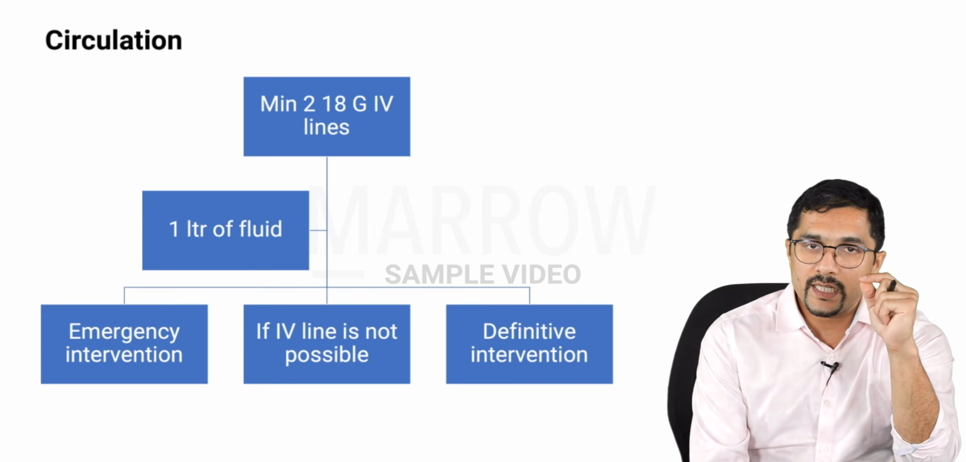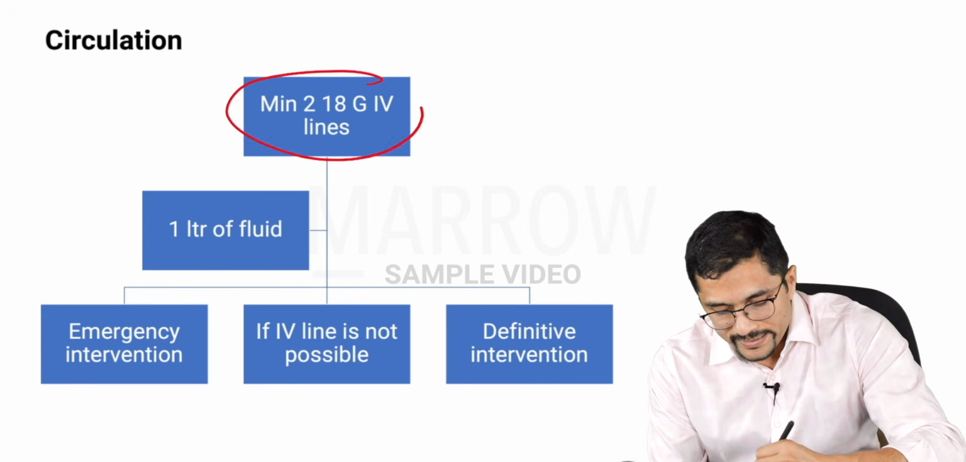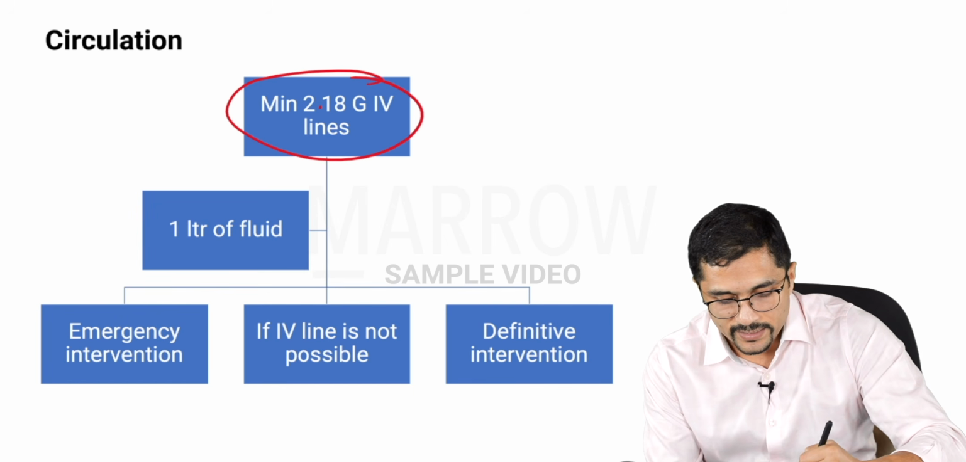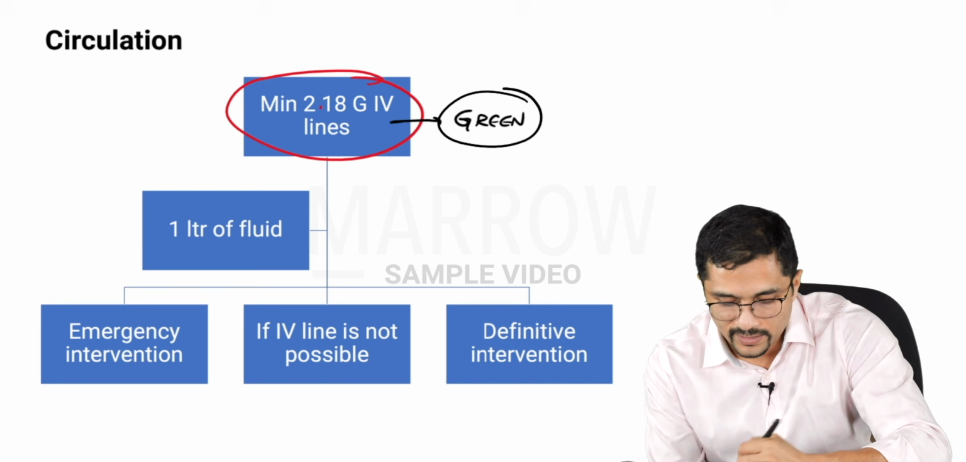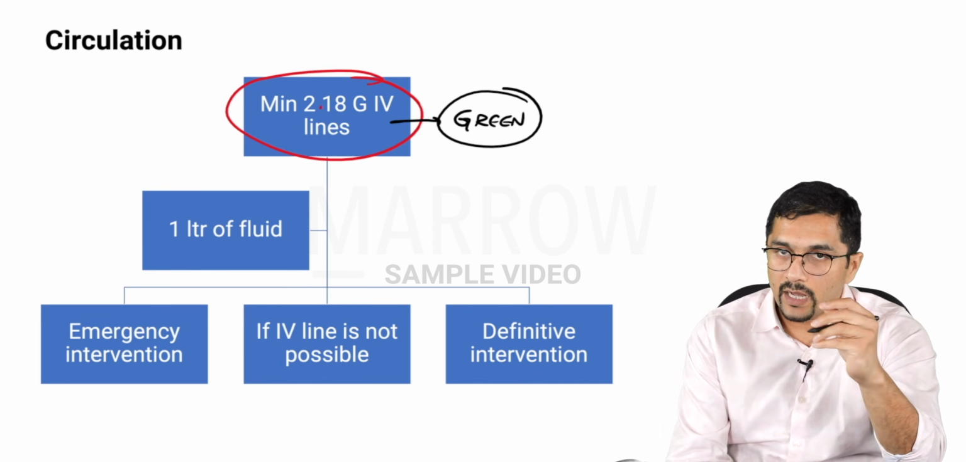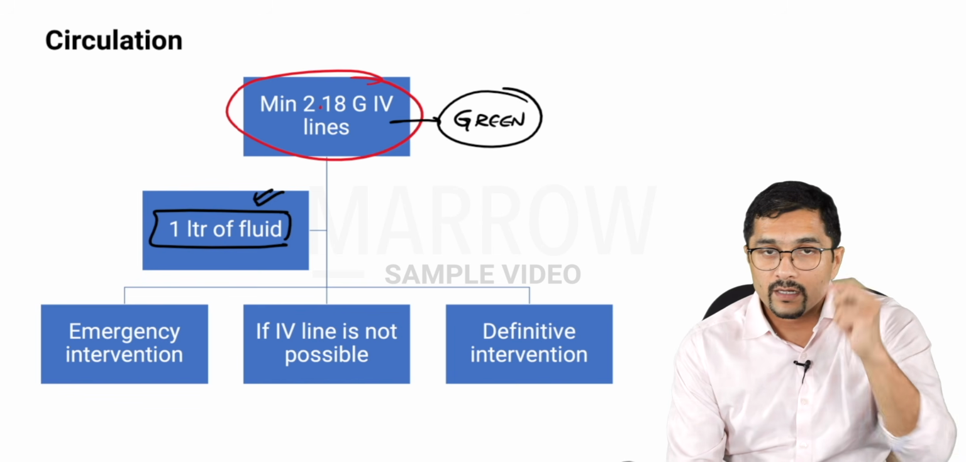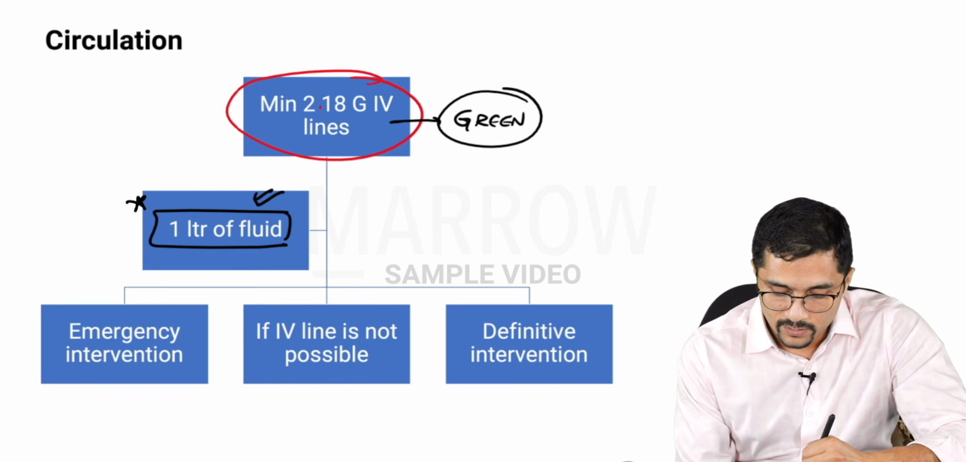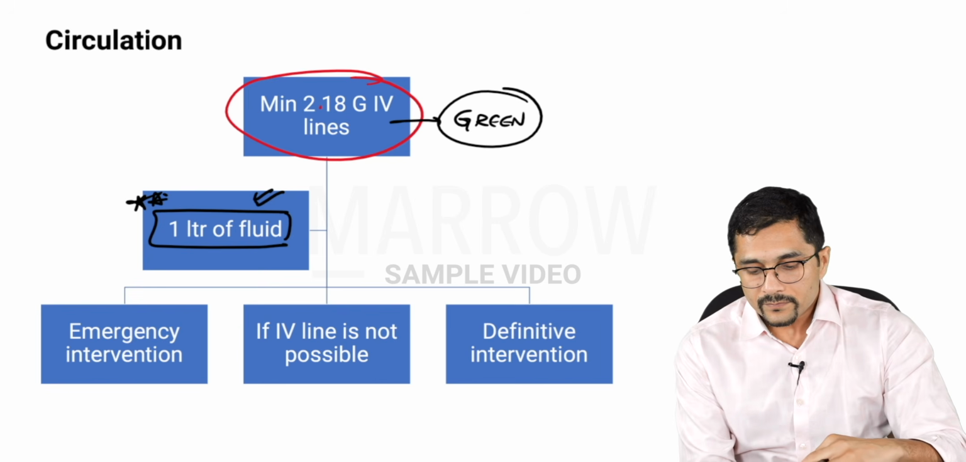Moving on to circulation. In any trauma patient, minimum 2 18 gauge IV lines, which are green in color, are to be inserted. And how much fluid? 1 liter of crystalloid is to be given. Earlier it was 2 liters, now it is 1 liter.